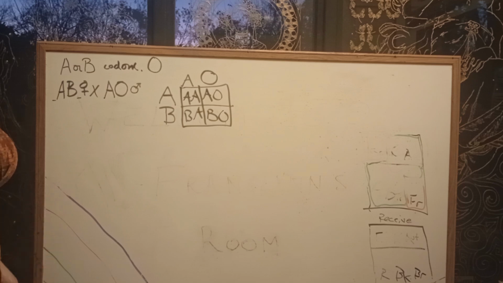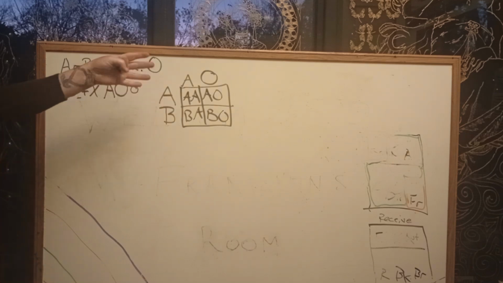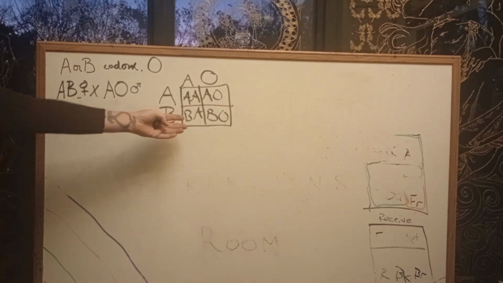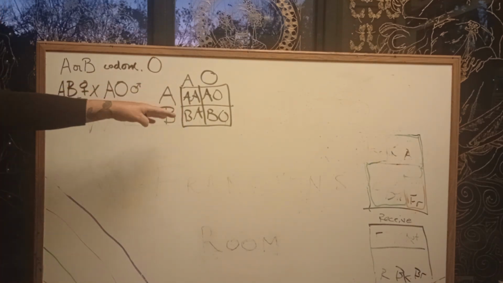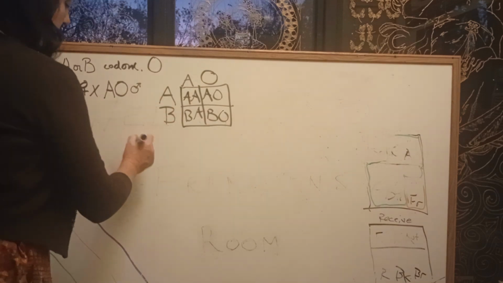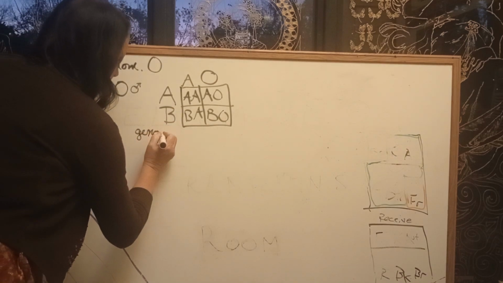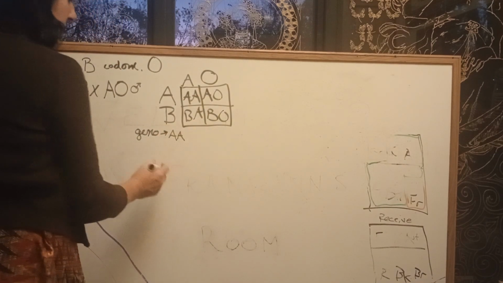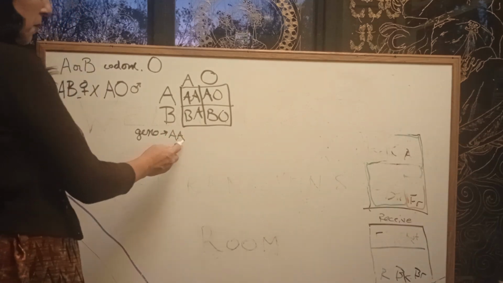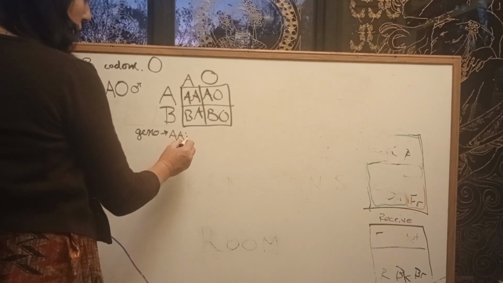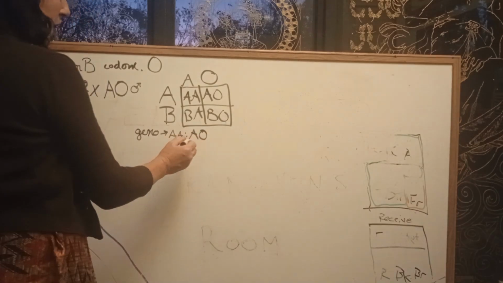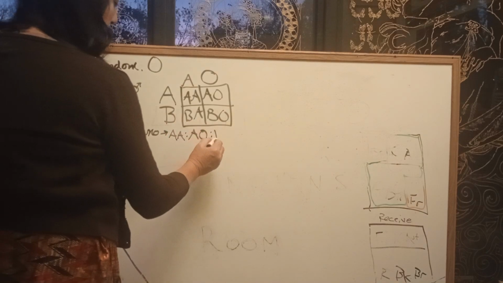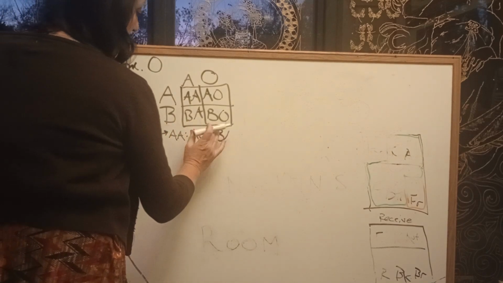So the genotypic ratio of these children, because we have 2 codominant blood types, there's 4 different genotypes possible here. Genotypically, you have 1 AA, which is homozygous dominant for A, so their blood type will be A, to 1 AO, and their blood type would also be A, to 1 that is BA, or AB is how they usually say it.